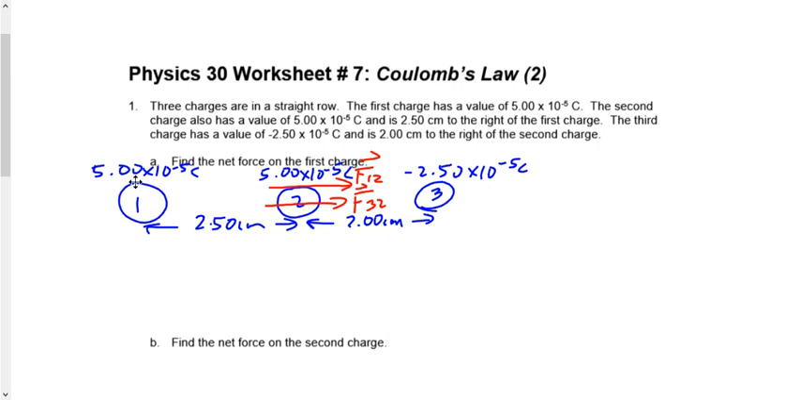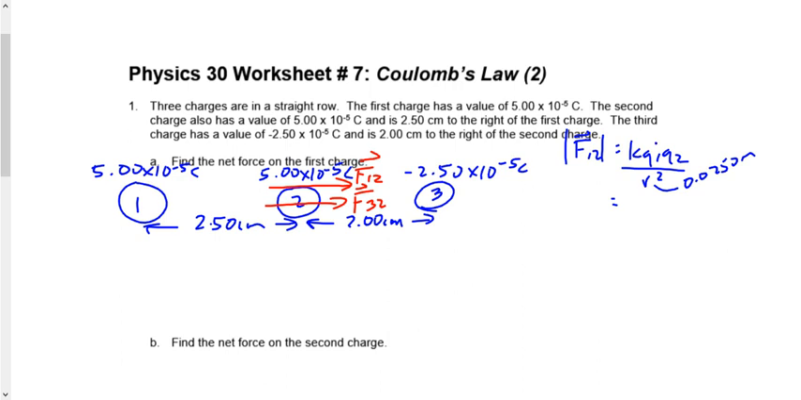Let's calculate both of those forces. F12 is K Q1 Q2 over R squared. And you got to be careful here. Not too bad, but you got to be careful to make R in meters, 0.0250 meters.